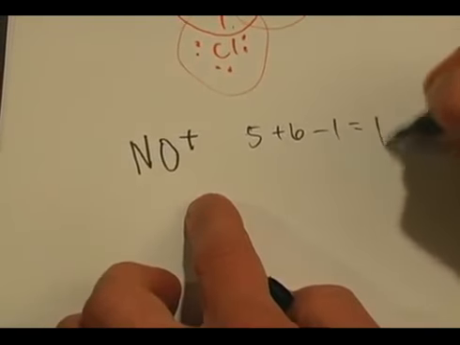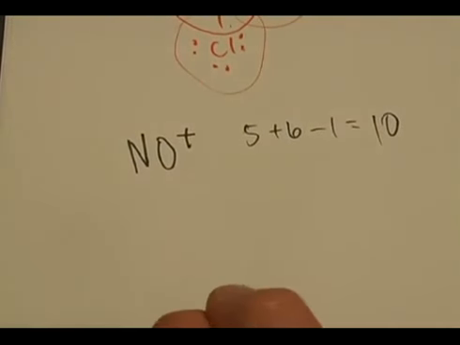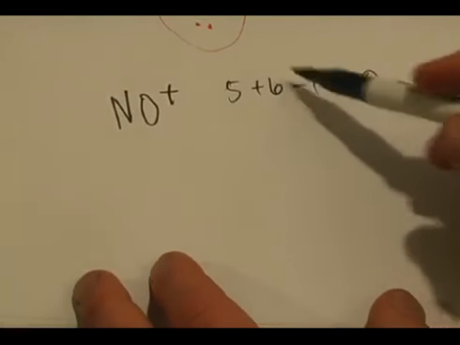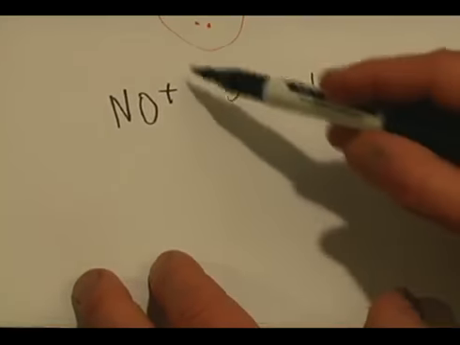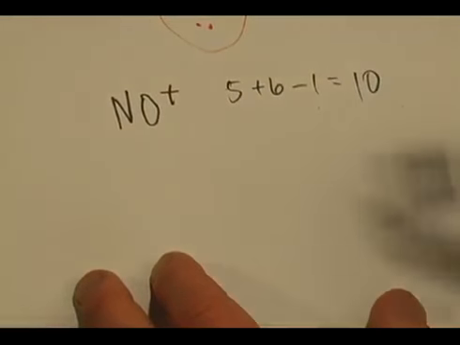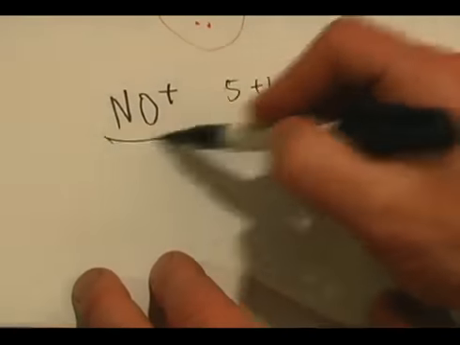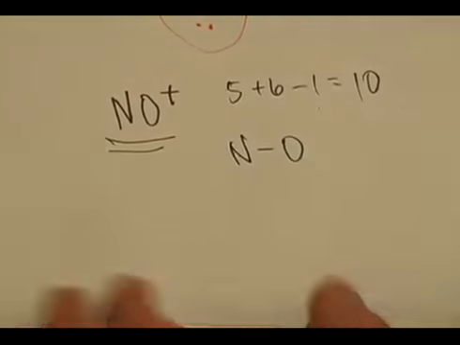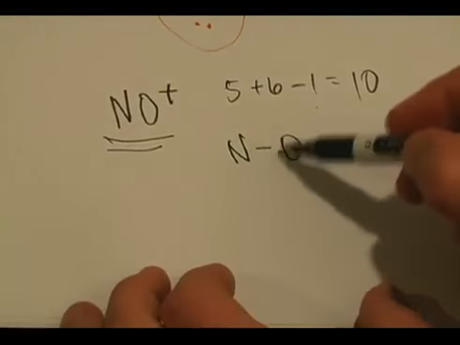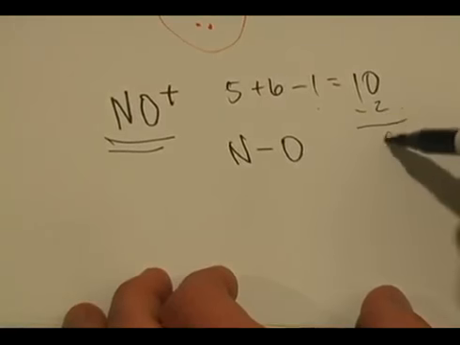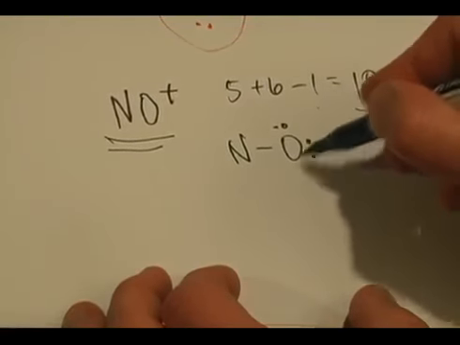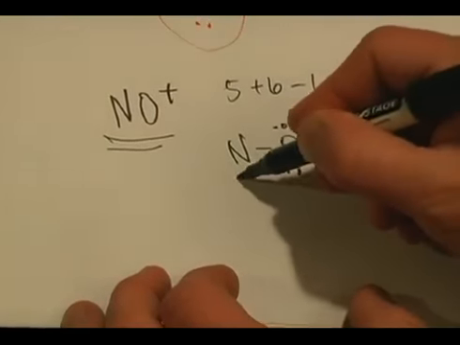So I subtract 1 here, and it has a total of 10 valence electrons. We've got 5 electrons from nitrogen, 6 from oxygen, subtract 1 because it's a positive 1 charge, so we've got 10 valence electrons to work with. Here we don't really have to worry about a central atom because there's just nitrogen and oxygen. So bond them. That takes care of 2 electrons. 10 minus 2 is 8. 8 electrons remaining. I can go 2, 4, 6, 8.